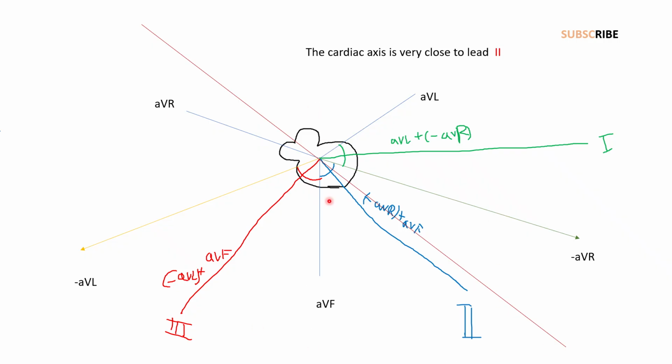Basically, our message is that cardiac axis is very close to lead 2. If we want to understand whether the ECG is perfect or not, we need to look at lead number 2.